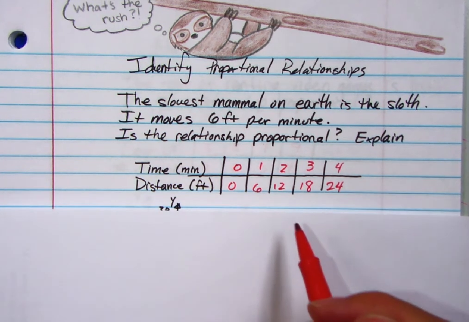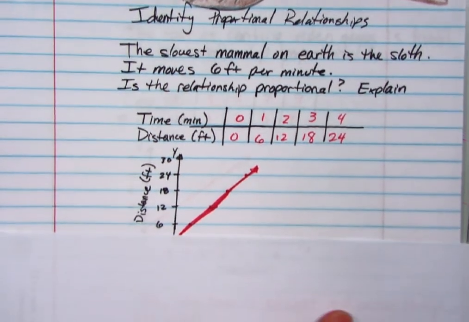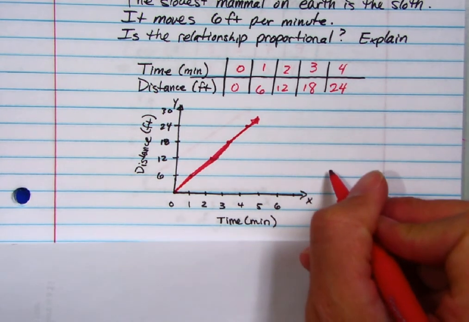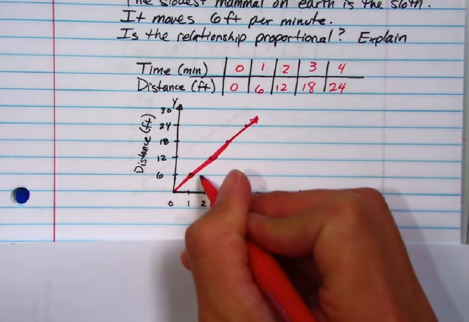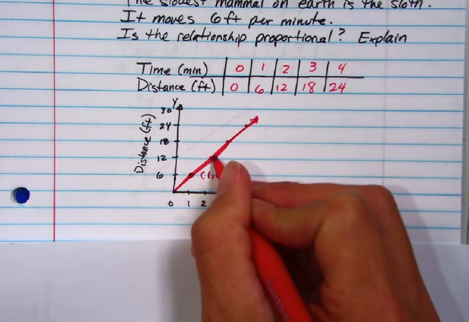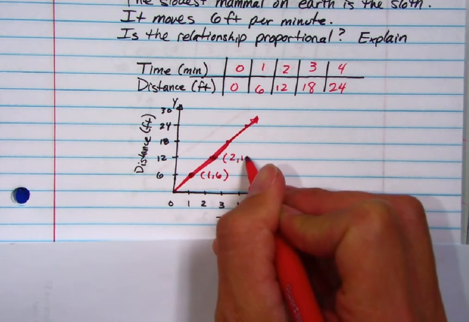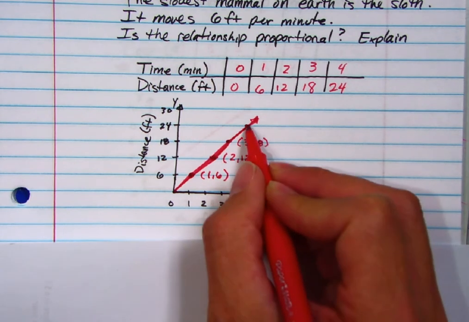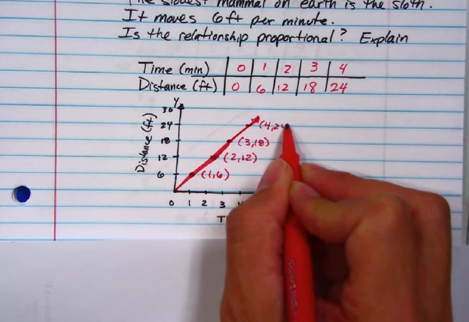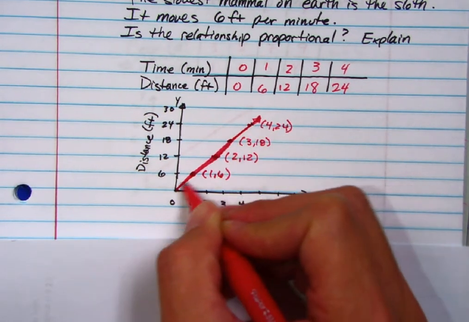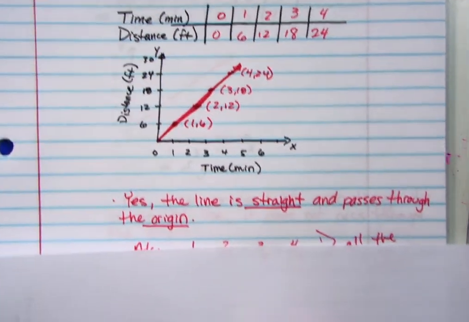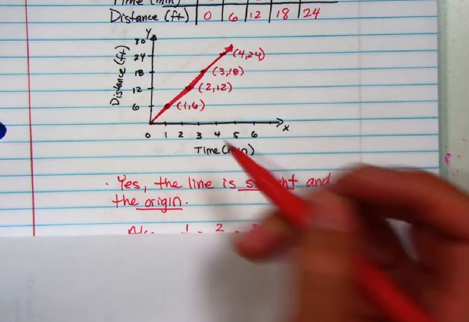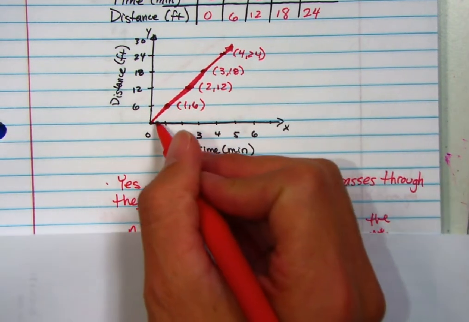4, 24. If I were to actually plot these points as coordinate pairs on a graph here, remember, the first point would be this point here, which is (1, 6). The next point is (2, 12). The next point is (3, 18). And the last point I have is (4, 24). So I plot all those points, I connect those points, and I can say yes, the line is straight. It needs to be straight to be proportional, so that's good. And the second thing it needs to do is pass through the origin.